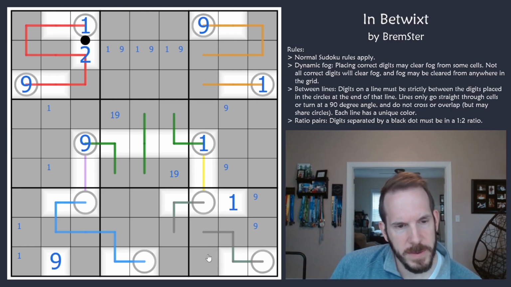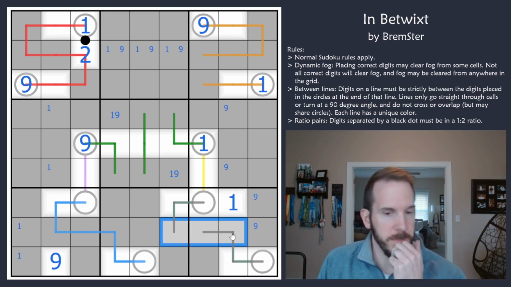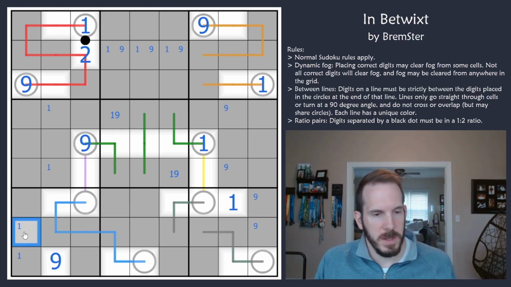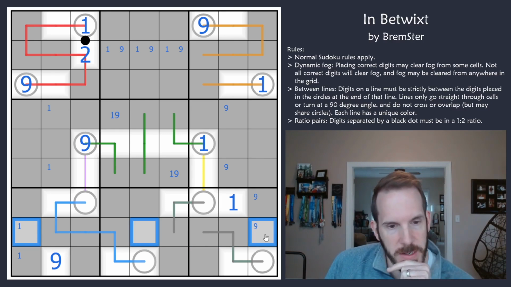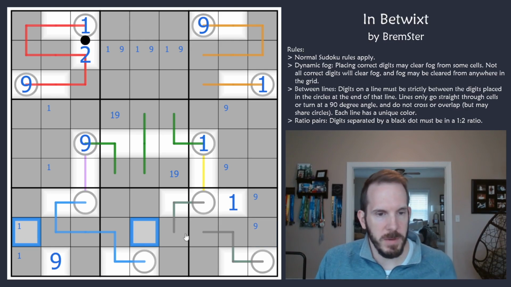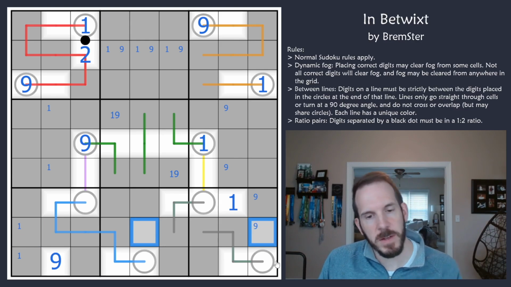Okay. I do notice that looking at this row, we're sort of limited on where 1s and 9s can go. Because again, we've got 6 cells taken up by between lines. And so these 3 cells will contain, 2 of them will contain 1 and 9. 1 will be in one of these 2 cells, and 9 can't go here, so it'll be in one of these 2 cells.